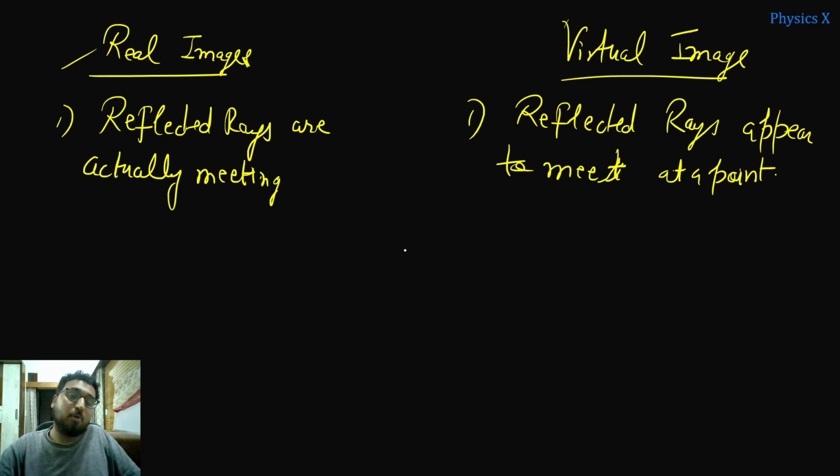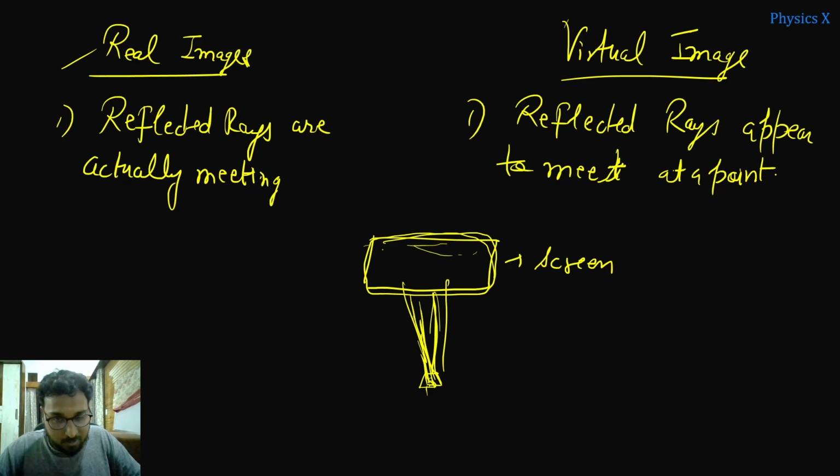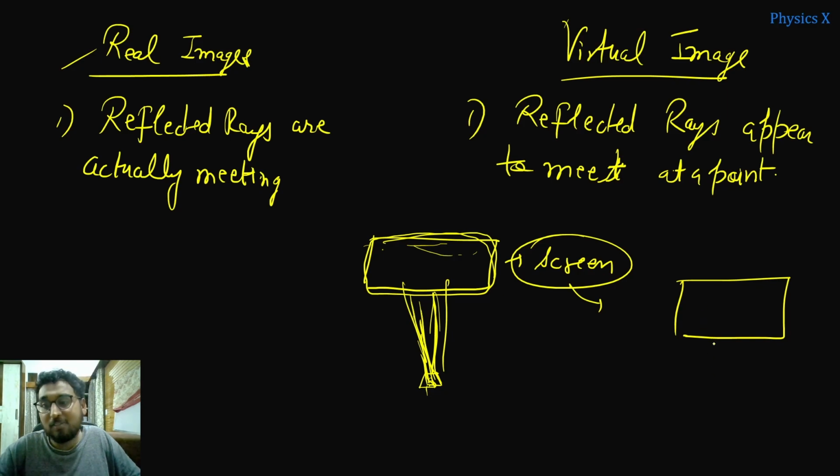Suppose we see a cinema, in the talkies, also in multiplexes, we see the movies. There is a screen and we can see the film over there. Behind this screen there is light coming from a projector, and from there the image is being projected onto this screen. Whenever there is a formation of an image on a screen, that is real, because we are putting the screen for real and observing an image over there. So the reflected rays are actually meeting on this screen and forming an image.